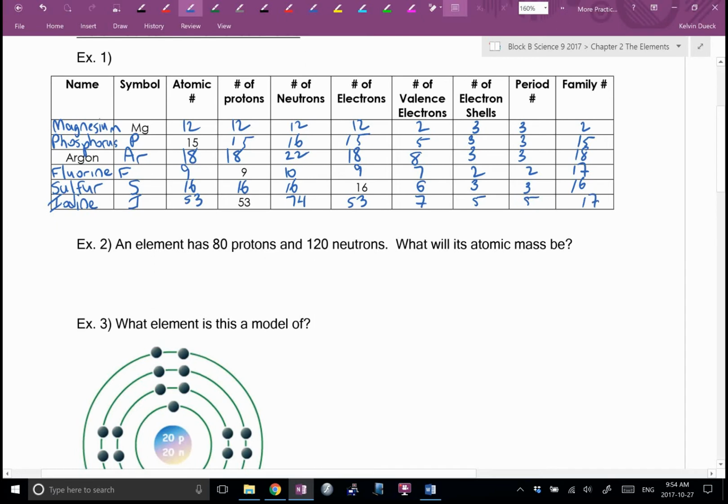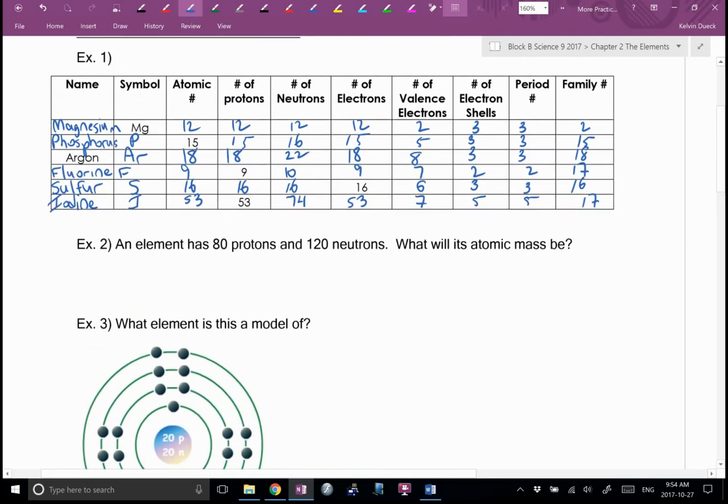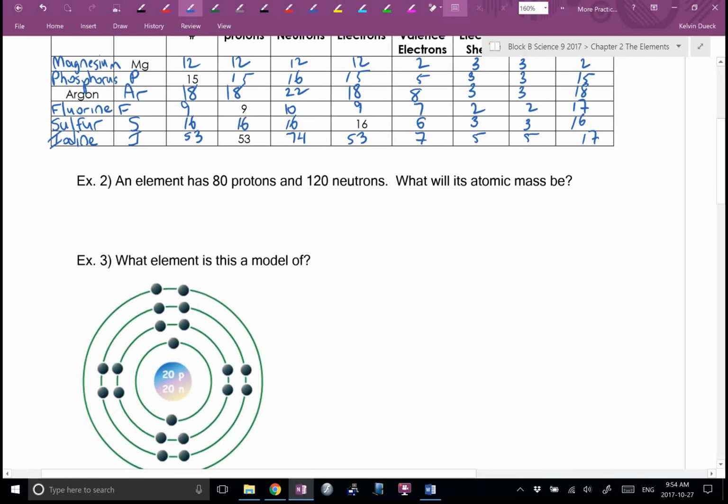An element has 80 protons and 120 neutrons. What will its atomic mass be? Somebody, yeah, am I wrong? No. Oh. I thought you asked. Oh, okay. You like the answer? Yeah. What would the atomic mass here be? 200 or 226. No. 80, 120, 200.